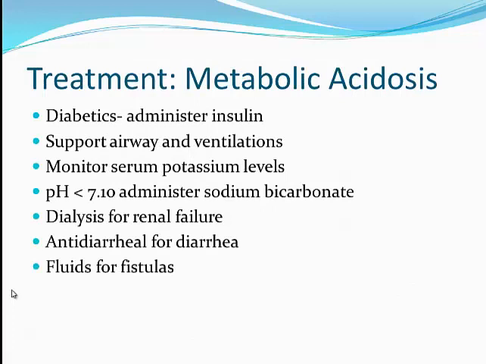Treatment for metabolic acidosis will also be geared towards the cause. So diabetics, we're going to administer insulin. We're going to support their airway and ventilation. We are going to need to monitor their potassium levels. A pH of less than 7.1, we're going to administer sodium bicarbonate. We'll give dialysis for renal failure. We're going to want to stop the diarrhea because if they continue to have diarrhea, they'll continue to become more acidotic.